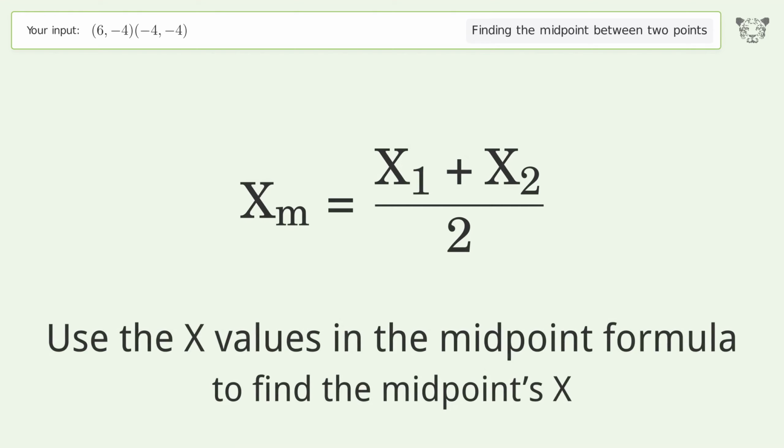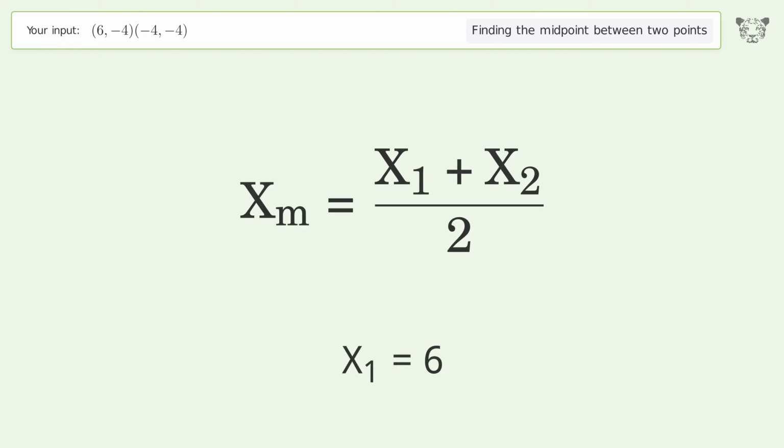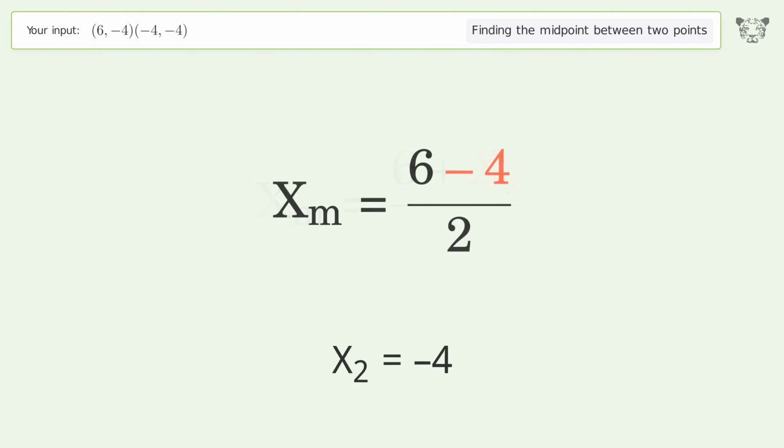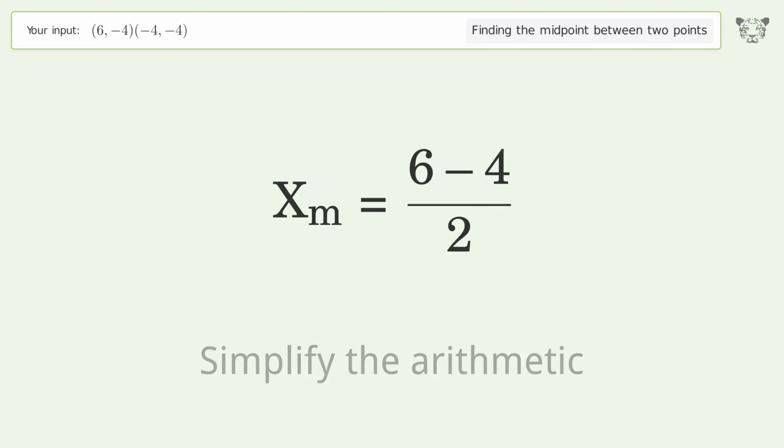Use the x values in the midpoint formula to find the midpoint's x. x1 equals 6. x2 equals -4. Simplify the arithmetic.